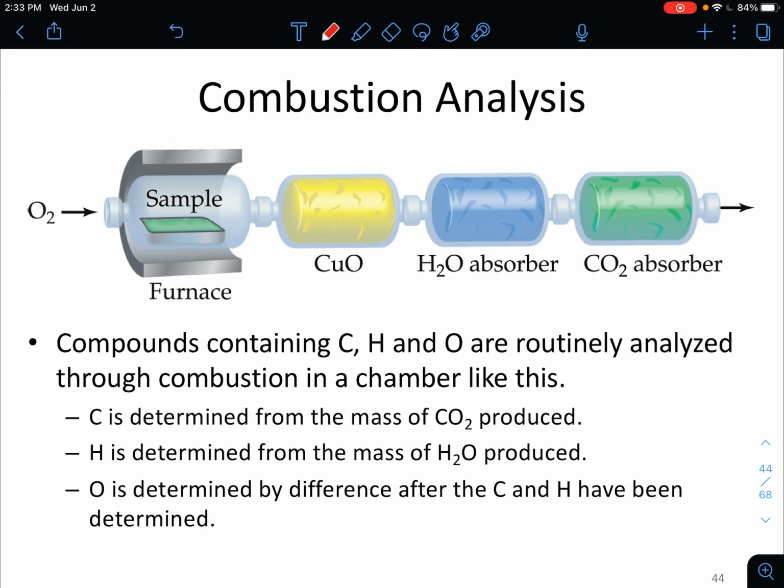And the detectors are basically going to be able to measure the amount of carbon dioxide produced that helps us figure out how many carbons there were in the original substance. Then the amount of water produced will tell us about the hydrogen. Then the amount of oxygen produced, we can kind of figure it out as the last bit of information.